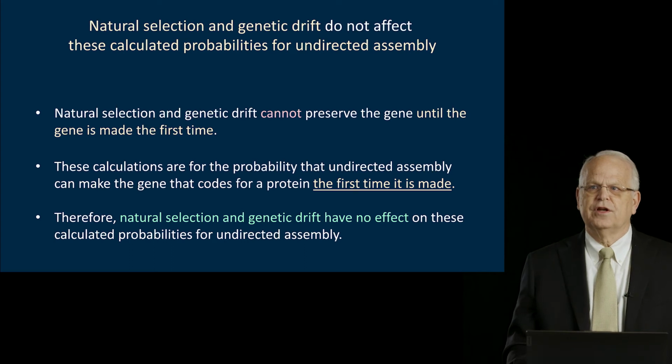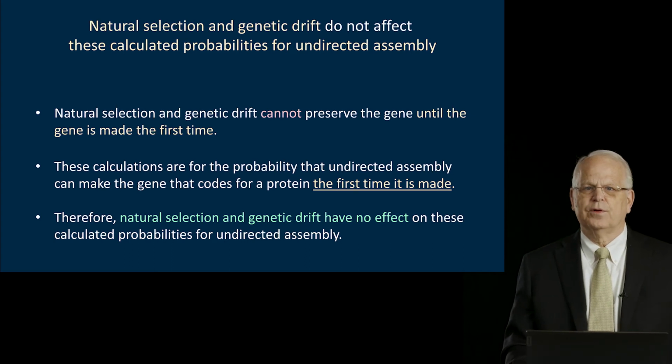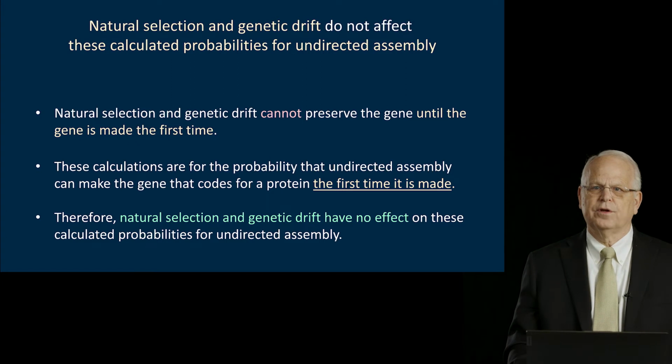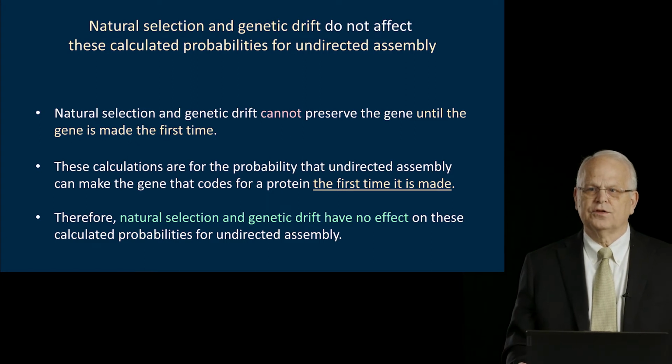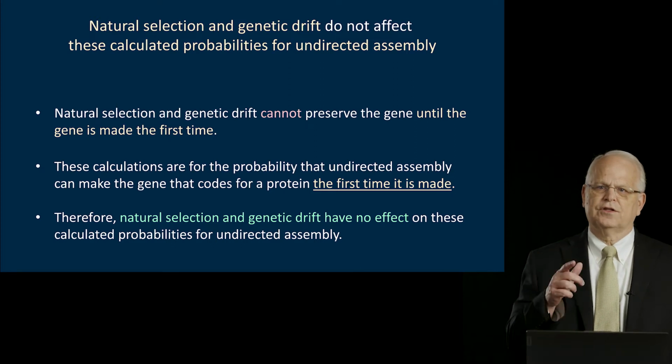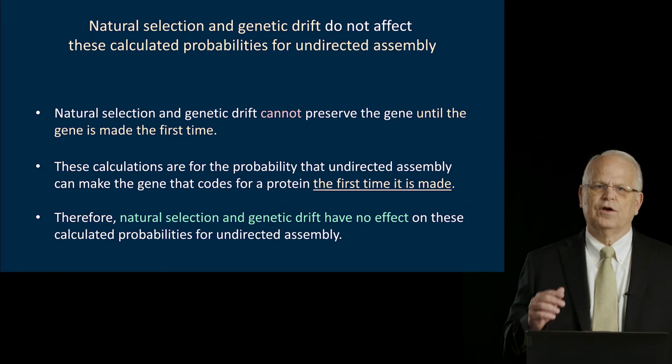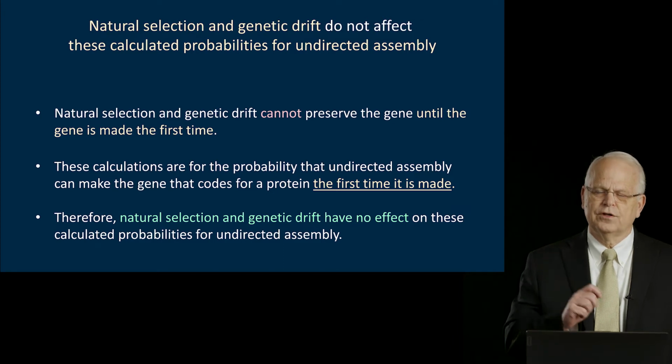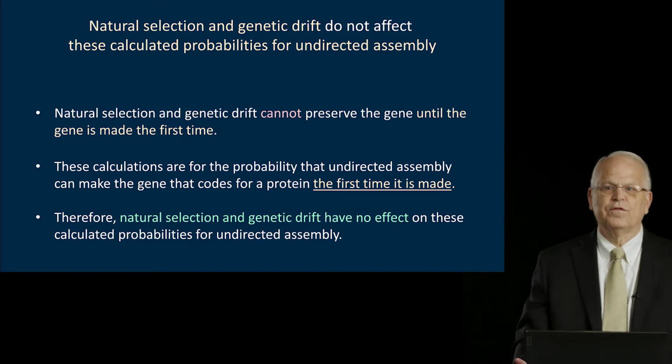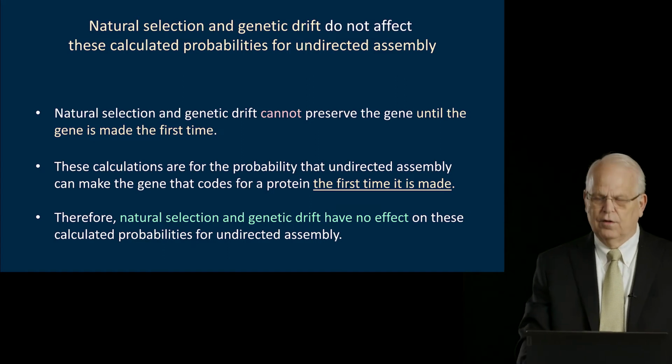Now, natural selection and genetic drift do not affect the calculated probabilities that we're going to do for undirected assembly, because natural selection, as we said, cannot preserve the gene until the gene is made for the first time. And the calculations that we are doing is the probability of making the gene that codes for a protein the first time that it is made. So natural selection doesn't interact. We're trying to figure out the first time this gene is made, what is the probability that it can be made. So natural selection and genetic drift will have no effect on the calculations that we're doing here for undirected assembly.